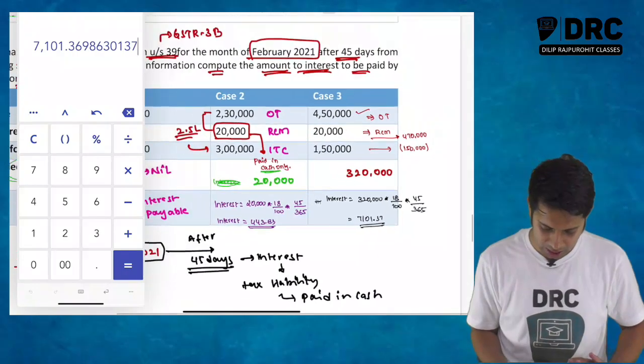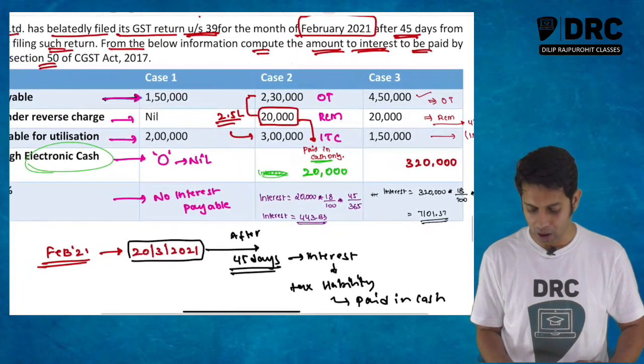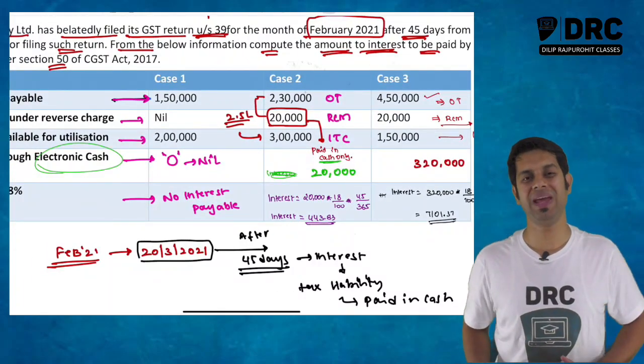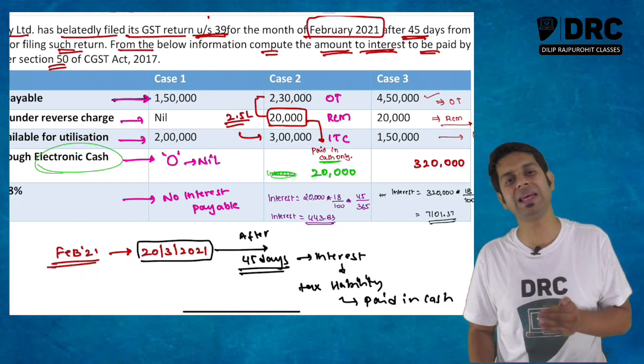Very important question. Now, interest is required to be paid on what, sir? Interest is required to be paid on the net liability which you are paying in cash. In case of RCM, amounts are required to be paid by me in cash only.